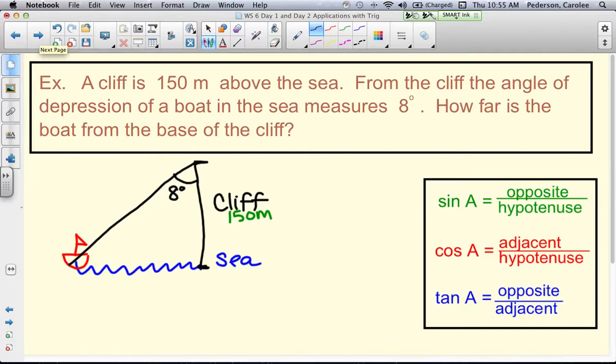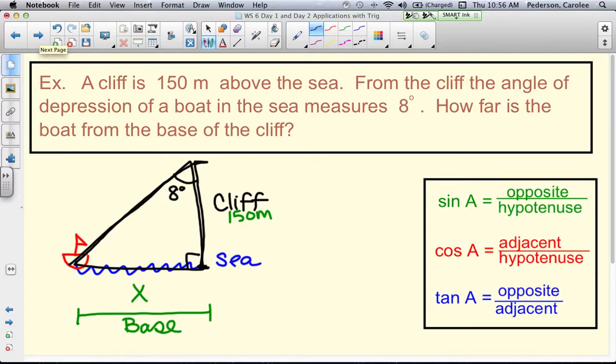Then it says, how far is the boat from the base of the cliff? So here's my boat over here in the red, and then my cliff. So my unknown side is right here. I want to find out how far is this distance, and this is my base distance from the boat to the cliff. So now we have our right triangle. I'm just going to redraw it, going over, and we have our right triangle.